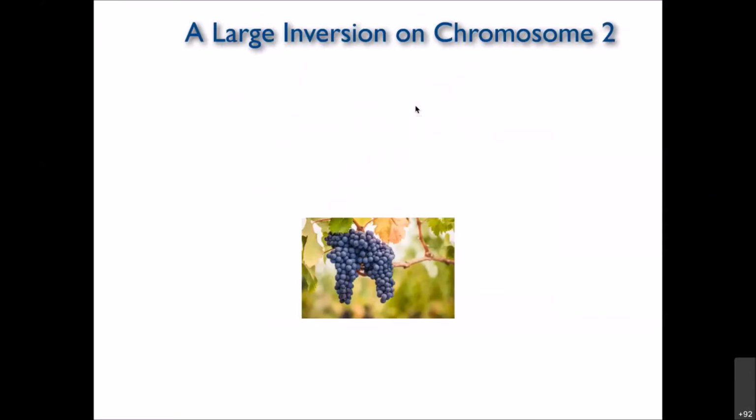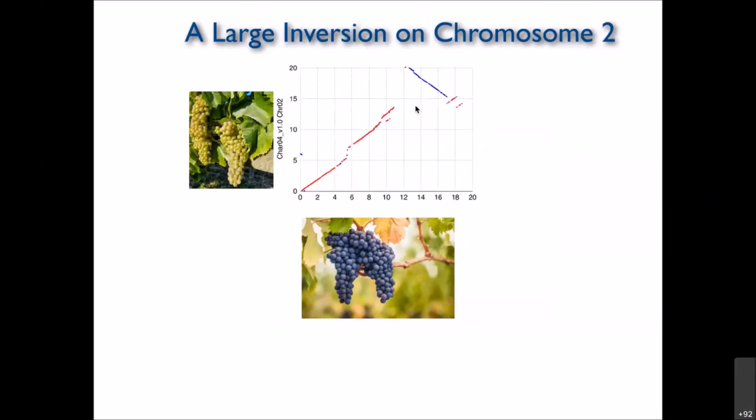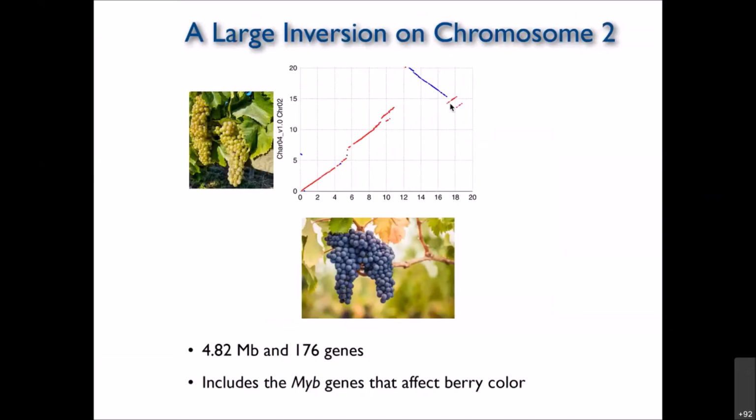Now look what happens when you look at Chardonnay. There's this big inversion on chromosome 2, and you say, big deal. Inversions happen all the time. But it's where this inversion is that's quite interesting, because this inversion is about 5 megabases long. It has 176 genes, and here's the key thing. It includes the MYB genes that affect the color of berries. And you can see Pinot Noir and Chardonnay have very different color berries.